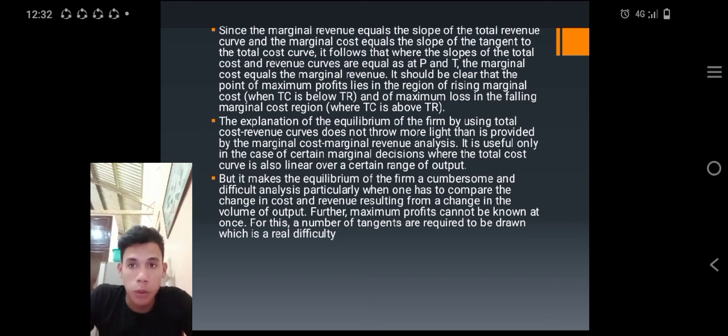It is useful only in the case of certain marginal decisions where the total cost curve is also linear over a certain range of output. But it makes the equilibrium of the firm a cumbersome and difficult analysis, particularly when one has to compare the change in cost and revenue resulting from a change in the volume of output. Further, maximum profits cannot be known at once. For this, a number of tangents are required to be drawn, which is a real difficulty.